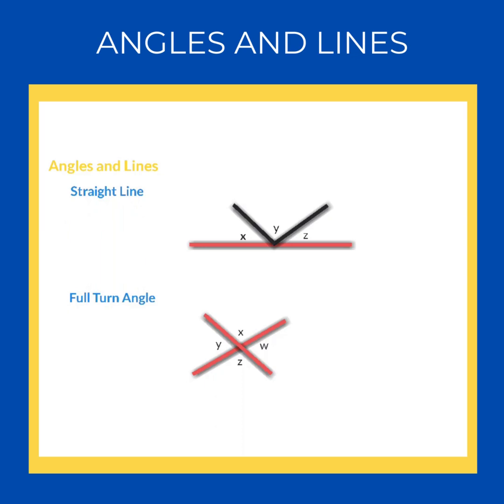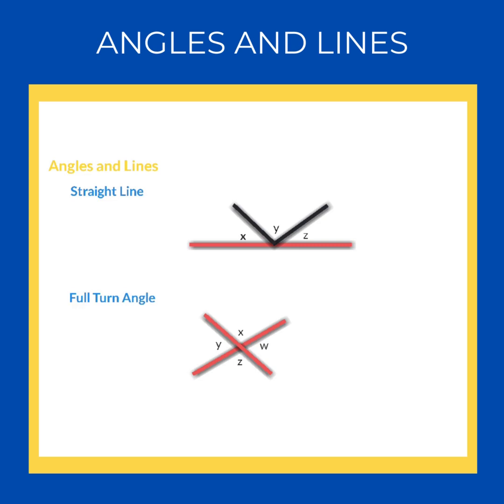Angles and lines. Now there are some fundamental things that form the basis of geometry. So in this lesson, I'm going to talk about straight lines, triangles, isosceles and equilateral triangles, quadrilaterals, full turn angles, and parallel lines.